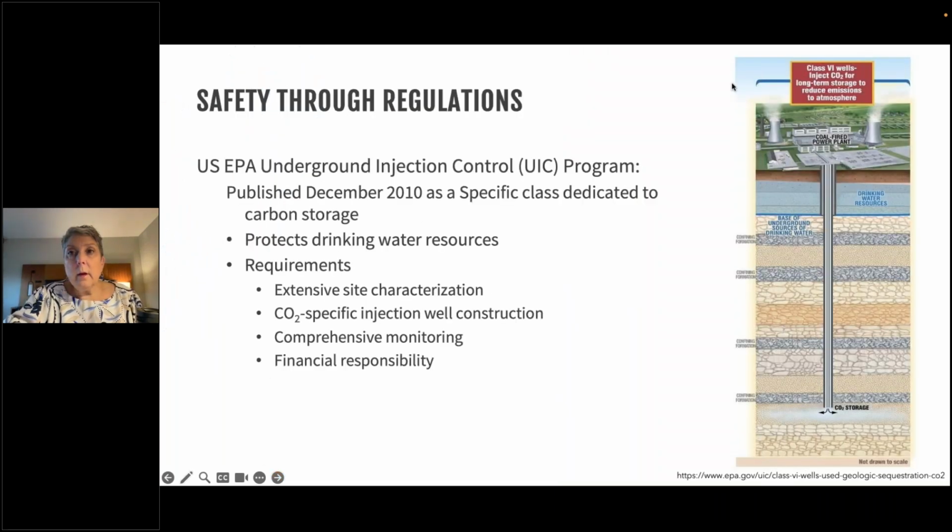This is a little bit more detail about the Underground Injection Control Program, and you can see here the type of well that gets built. They have the permit application processes, and it requires extensive site characterization and CO2-specific injection well construction. For example, CO2-resistant cement, and you have to use chrome steel in the injection intervals. Comprehensive monitoring, and then you also have to demonstrate financial responsibility and how you're going to ensure that you will take responsibility for the stored CO2.